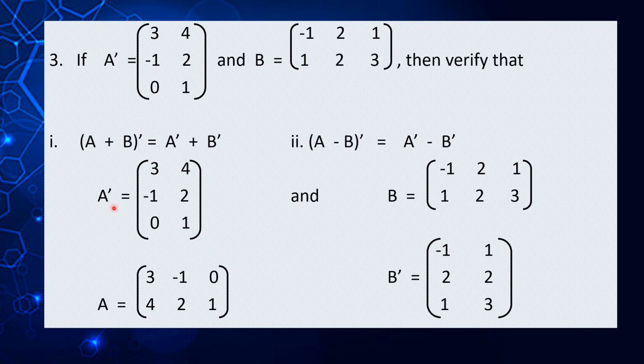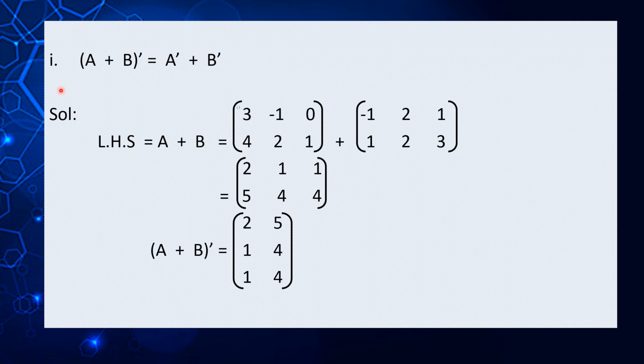So in order to find A, we would consider the transpose of A transpose. That would give us the value of A, that is equal to 3 minus 1 0 4 2 1. And we will write down the B matrix from the given B transpose, that is minus 1 1 2 2 1 3.